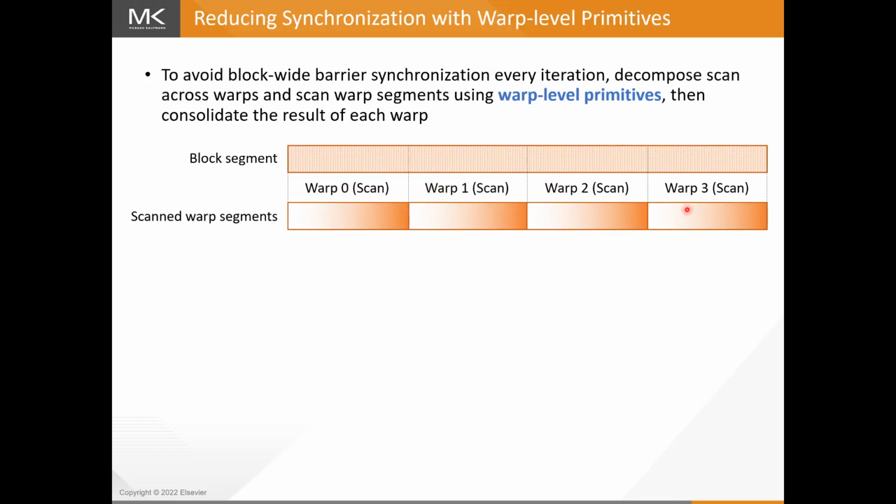We need to add to the elements in warp 3 the sum of the values in warp 0, warp 1, and warp 2. So that's the sum of warp 0 plus the sum of warp 1 plus the sum of warp 2. So what does this look like?